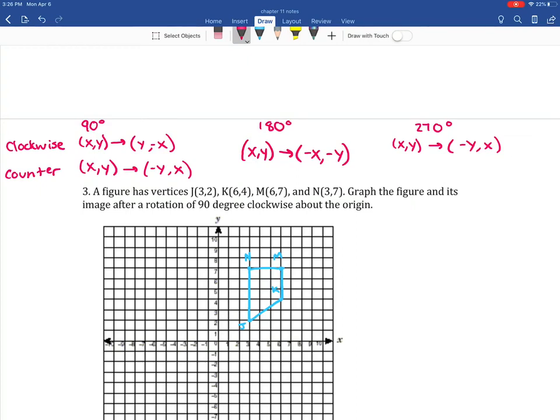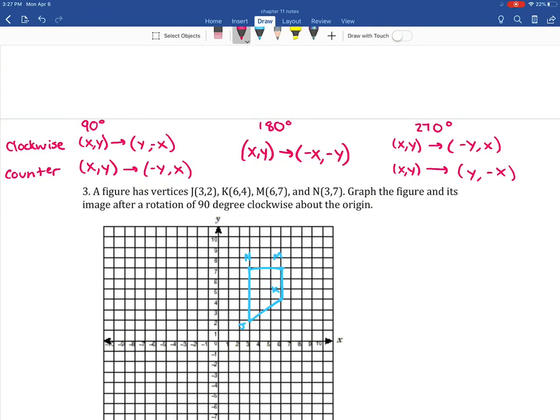If you're moving counterclockwise, your original point, x, y, is going to become switched, and the original x becomes the opposite sign. If it was positive, it's negative. If it was negative, it's positive.